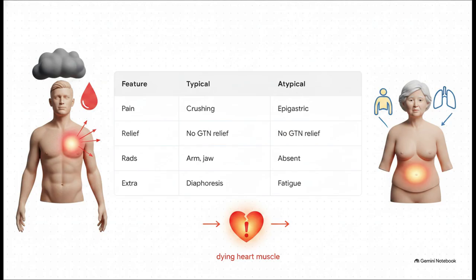While a typical presentation involves a sudden, retrosternal crushing pain lasting more than 20 minutes that is not relieved by rest or GTN spray, what's really fascinating here is how deceptively atypical the presentation can be in women and the elderly. They might only complain of epigastric pain, overwhelming fatigue, isolated shortness of breath, or just shoulder pain. The classic radiation to the jaw or left arm? It might be entirely absent. You absolutely must maintain a high index of suspicion because an atypical presentation is still a dying heart muscle.